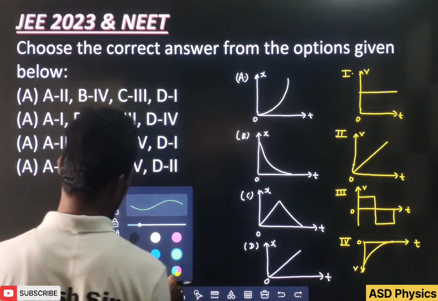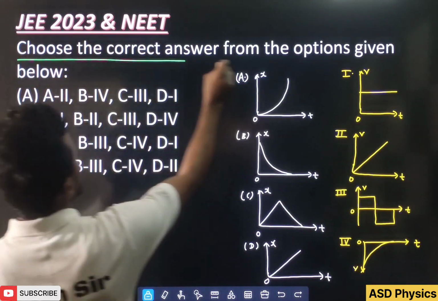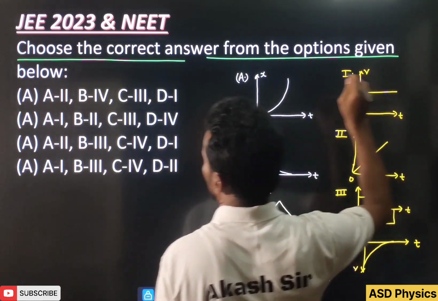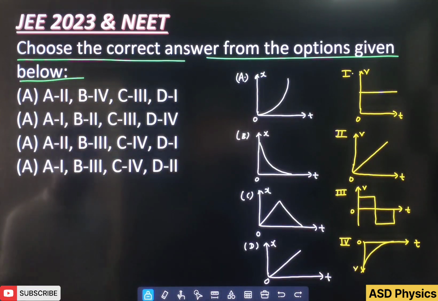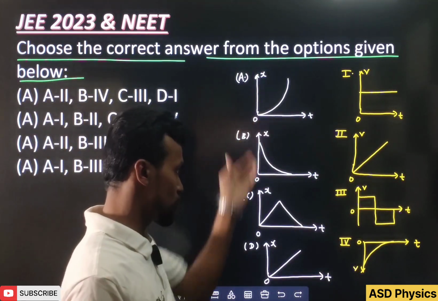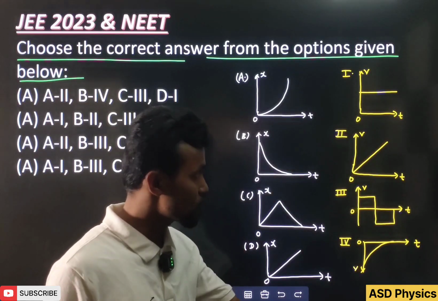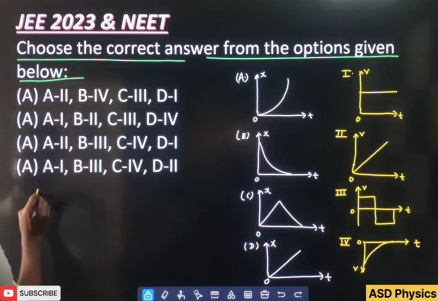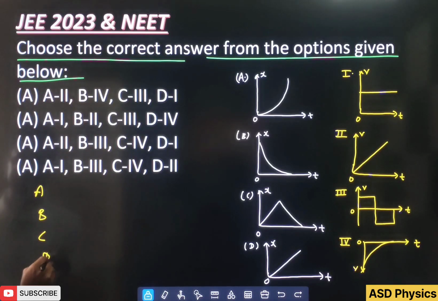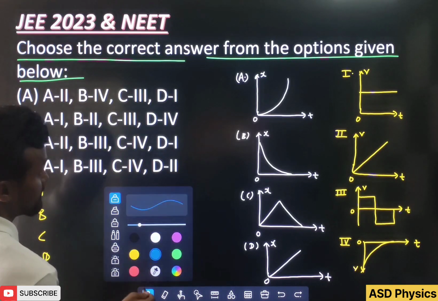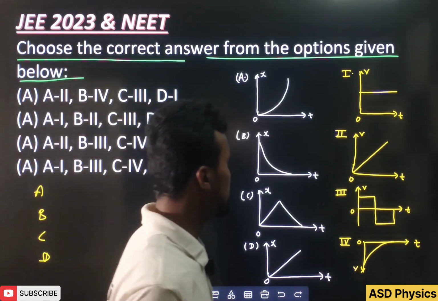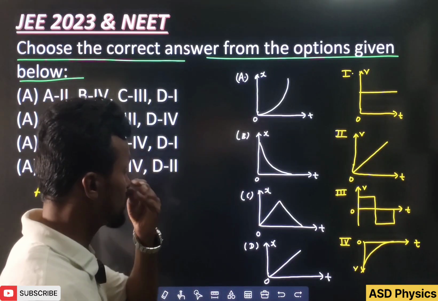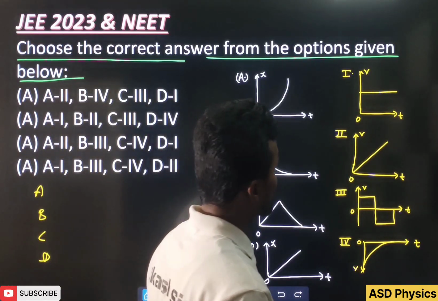See here, the question is: choose the correct answer from the options given below. This kind of situation, this side is the position-time graph, the first column, and the column is the velocity-time graph. So we'll see one by one. Let's take A, B, C, D and we'll see one by one, easy way. Okay, so see here, students, what is happening, as I have told you very well.